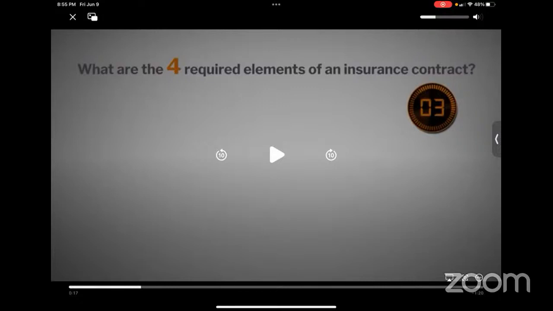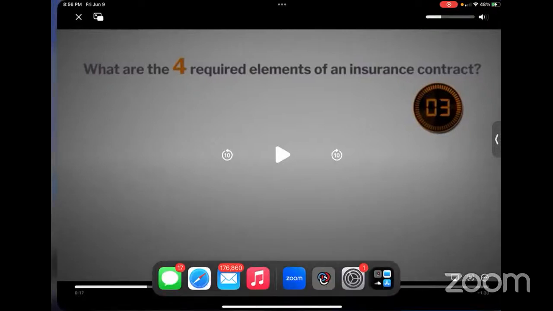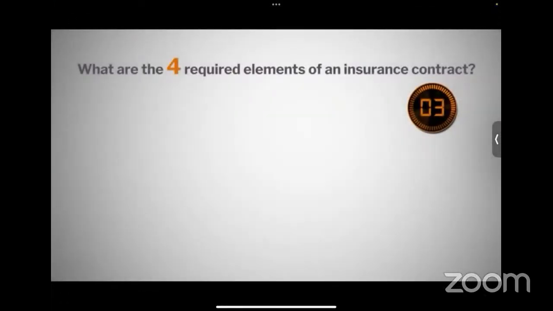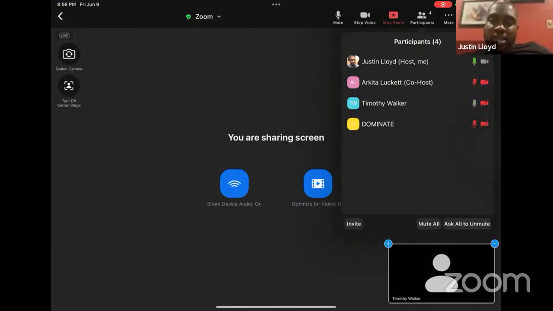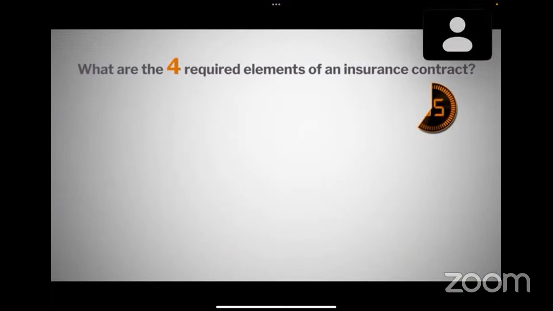I know one is consideration. Okay, let me see. Hold on one second. Actually, I'm glad you brought all this back up, because I found all my notes from class all the way up to chapter 4. That's what I'm talking about. Let me see. Now I gotta go back through them. Anybody else want to take a guess? Hold on, I'm gonna get it.